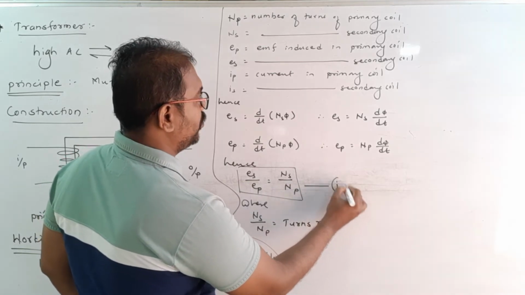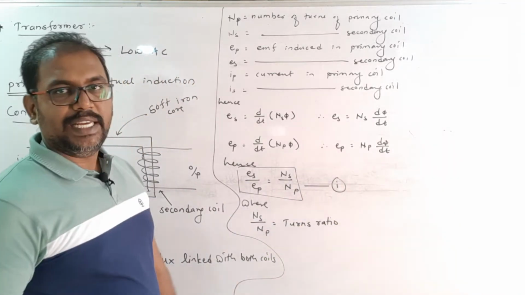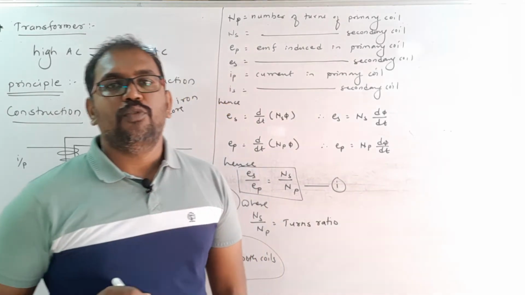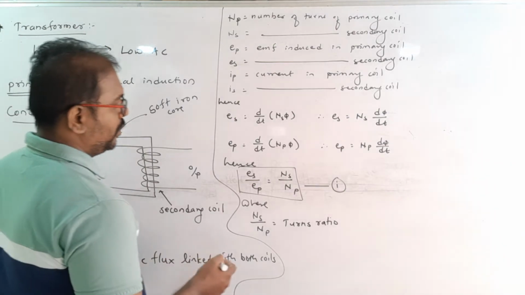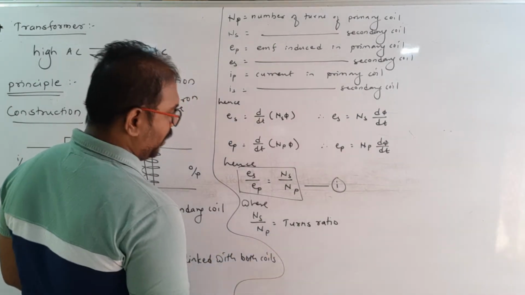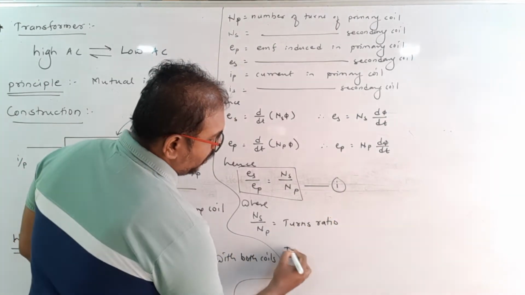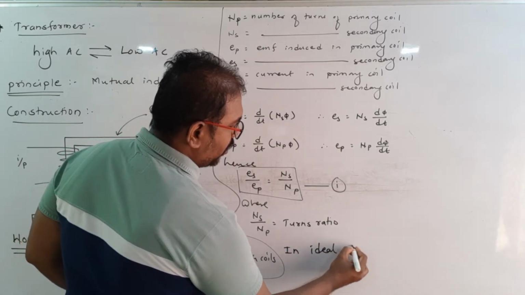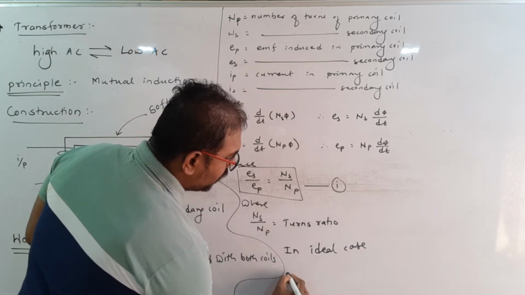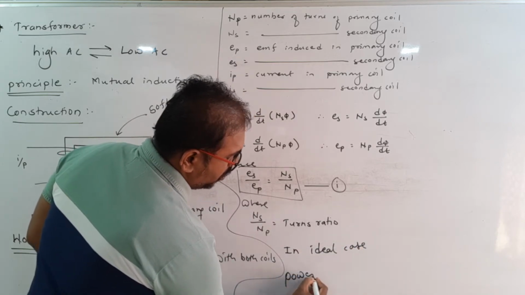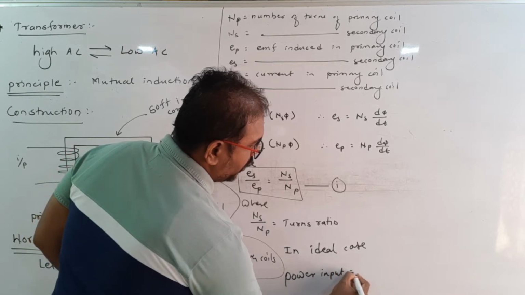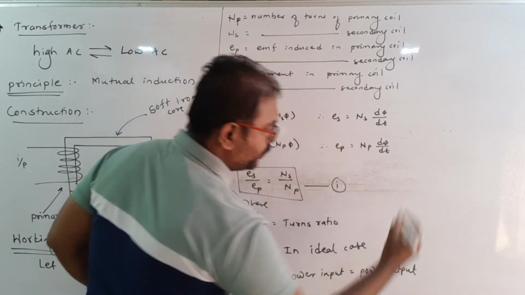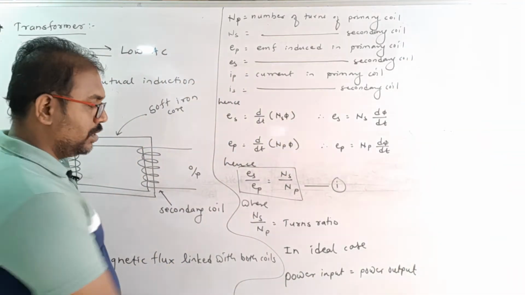Let me give this equation number 1. Now we use the ideal case. Ideal case means input power is equal to output power. Whatever power we give at the input, we get the same power at the output. Ideally, power input is equal to power output.